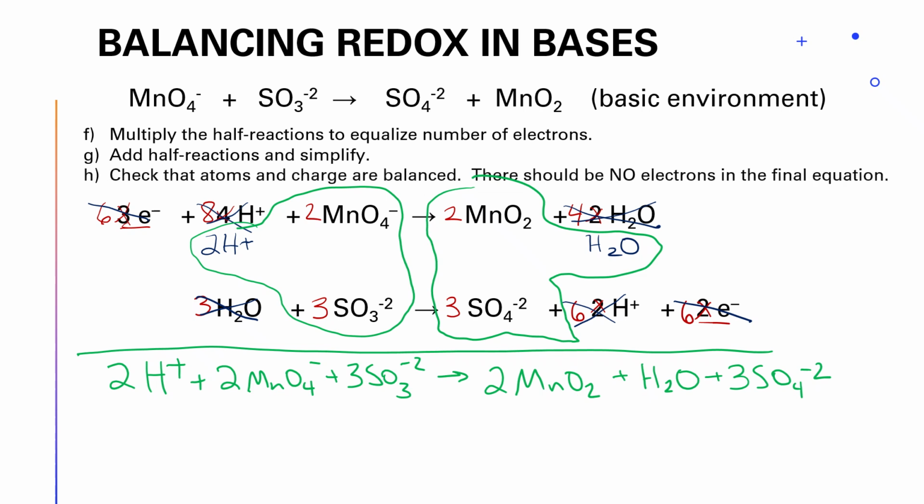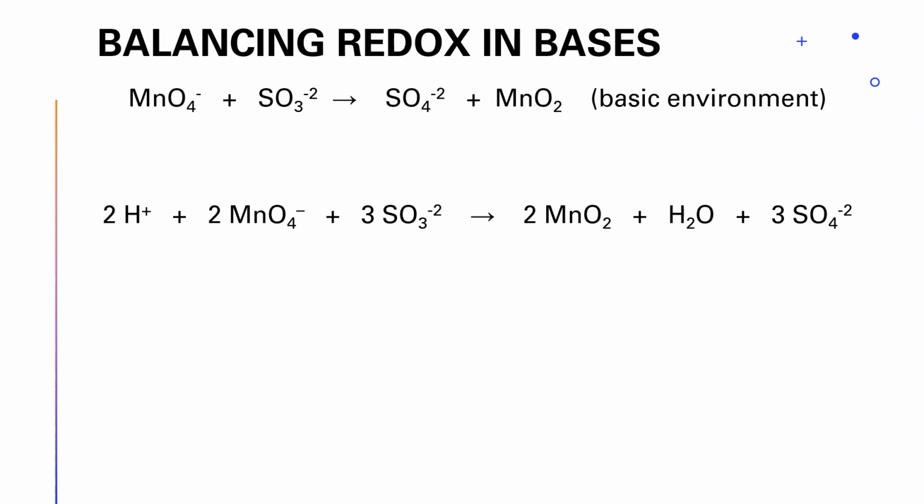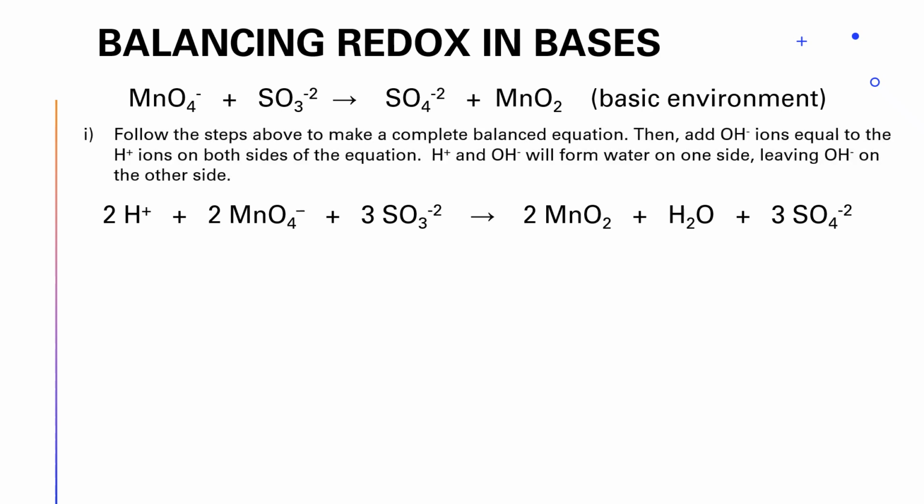We should be able to check that all of our atoms and charges are balanced, the same number of sulfurs, oxygens, manganese, hydrogens, and charge on both sides. That is our balanced acidic reaction. But since we have a basic reaction, we have one more step. We did all the steps above to make a complete balanced equation, but now we are going to add hydroxide ions equal to the hydrogen ions on both sides of the equation. So since I have 2 hydrogen ions, I'm going to add 2 hydroxides to both sides.